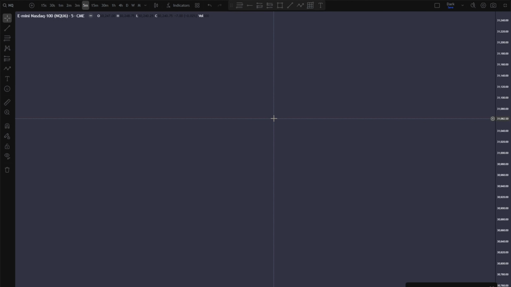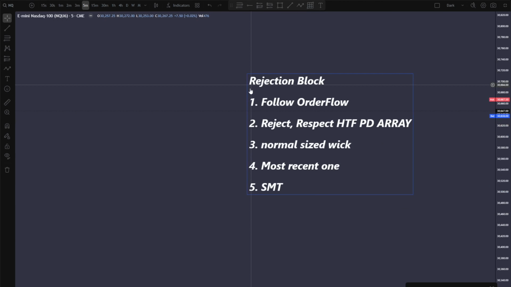Today I'm going to be doing a video on rejection blocks and how you can use it for the best entries possible. They will give you the best risk rewards and honestly will change your whole trading game. So without further ado, let's get into it.